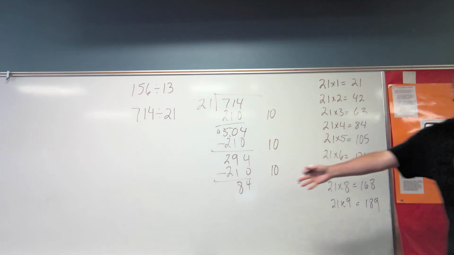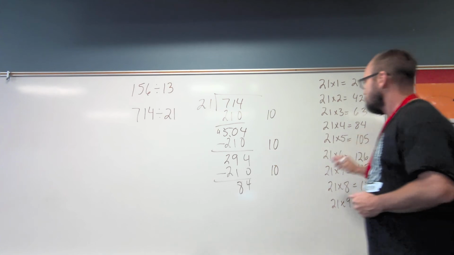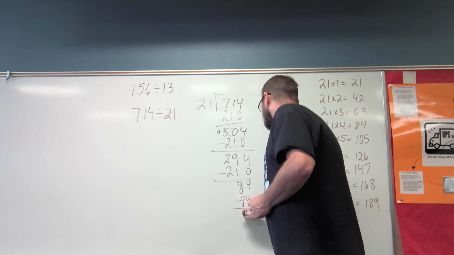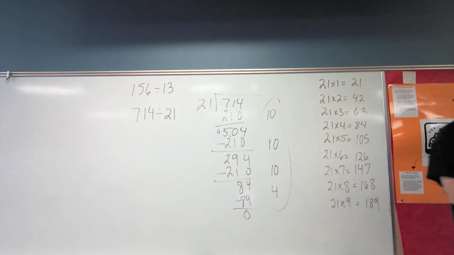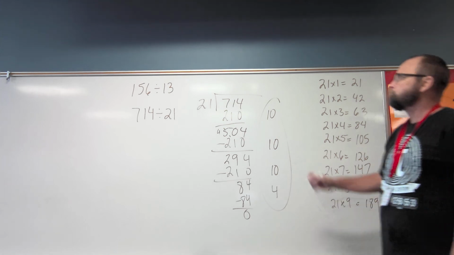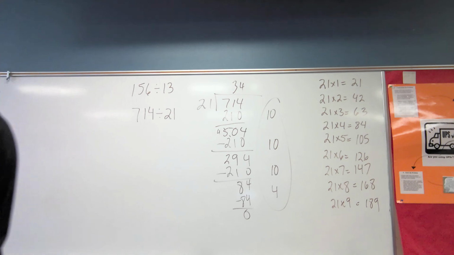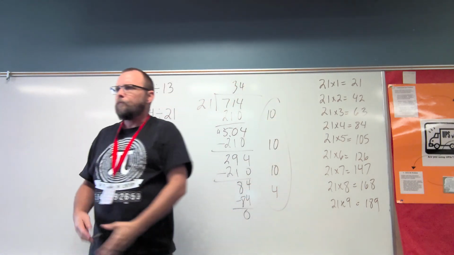I can't do 10 again. No. But I can come over here and do 4. True, because 4 is 84. And I subtract and I get 0. So my answer is 10 plus 10 plus 10 plus 4, which is 34. And again, this is the first time I've shown you. We're going to keep doing this day after day after day. But remember, the most difficult part of division is this.